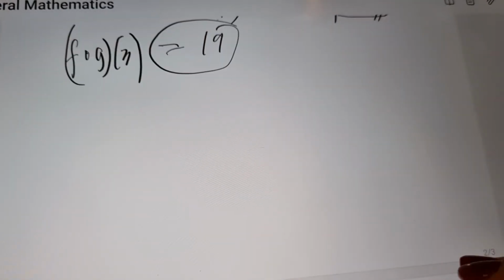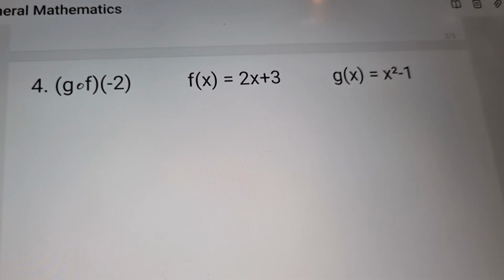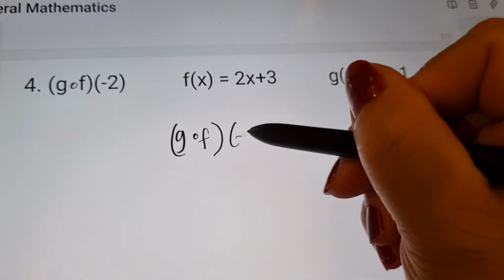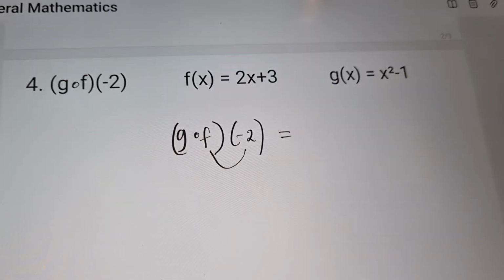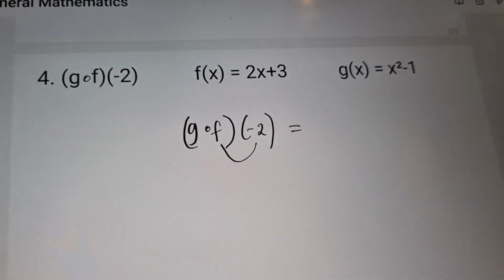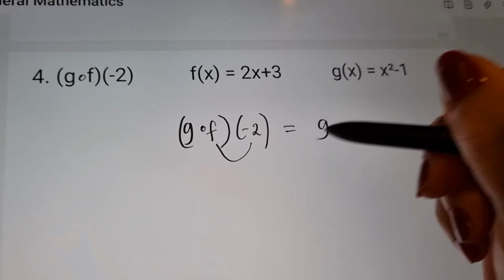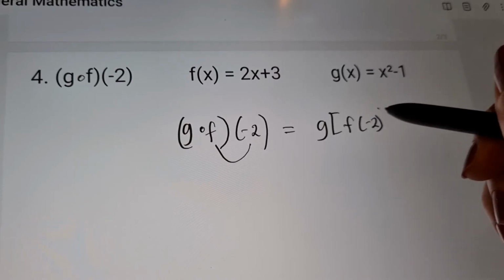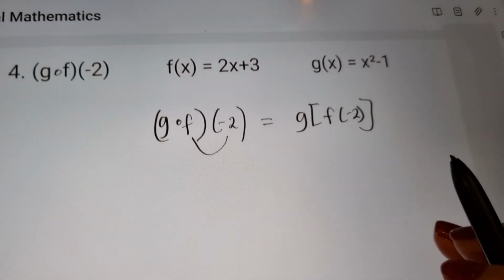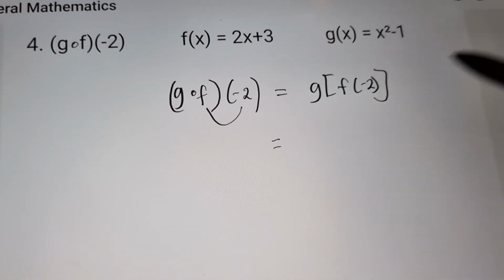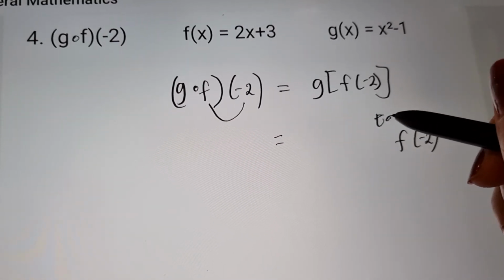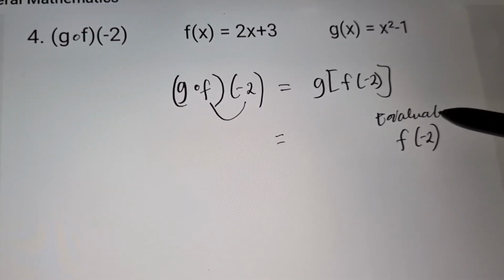Okay, next, look at this one. Number 4, we have g of f of negative 2. Okay, so we have g of f of negative 2. The input now is f of negative 2. So we have now g, that's the outside, and then f of negative 2. Okay, so what we are going to do is evaluate f of negative 2. We're going to evaluate that first.